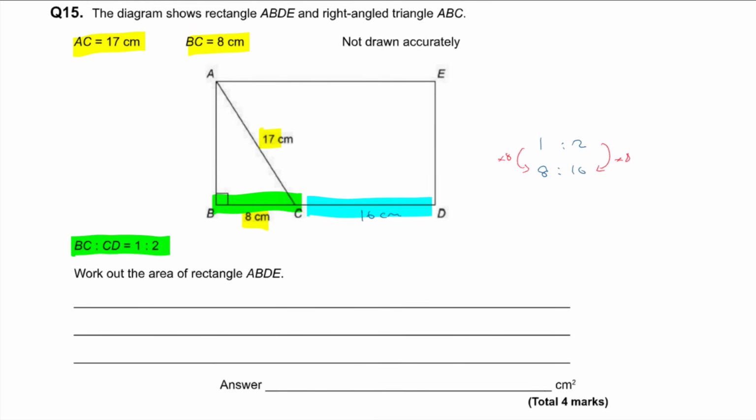Okay. So work out the area of rectangle ABDE. To work out the area of a rectangle, area is equal to length times width, isn't it? So I've got the length. It's going to be my 8 plus my 16 added together. It's going to be 24. And I'm going to have to multiply that by the width, but I don't have the width yet. I've only got one length. So I'm going to have to use something to work out this side here.